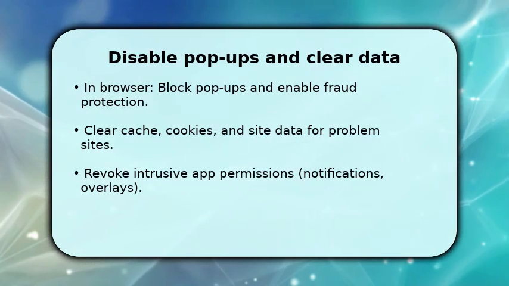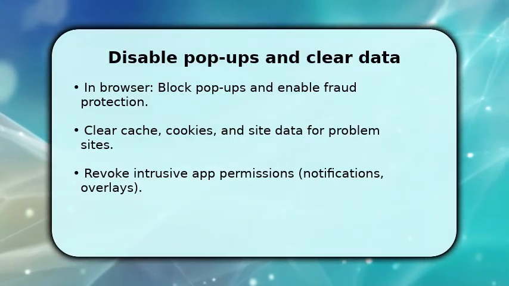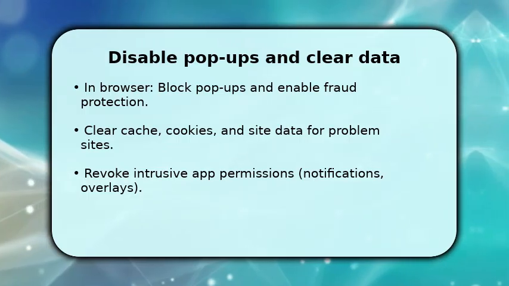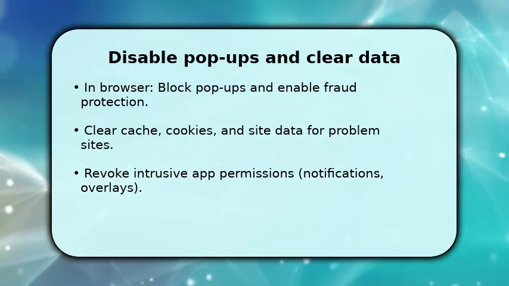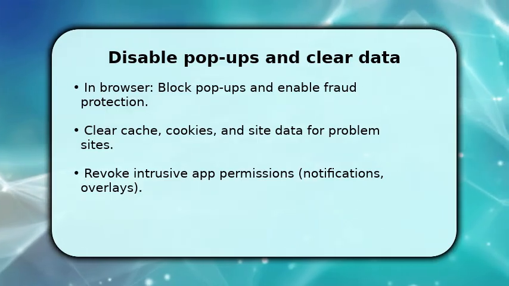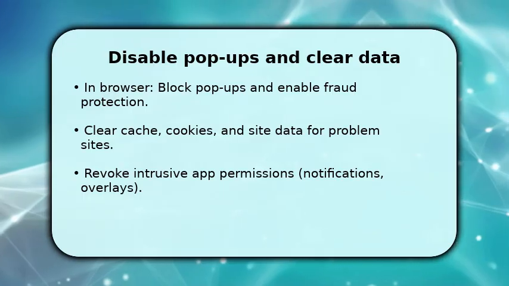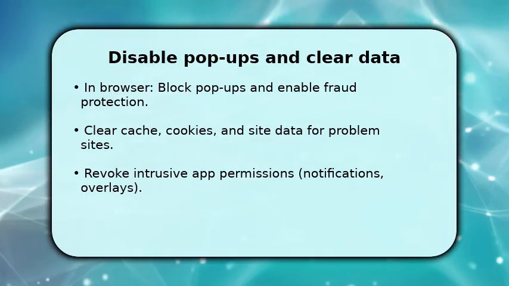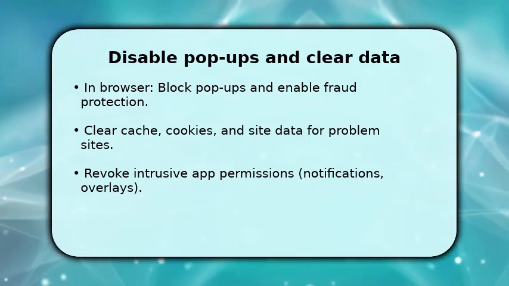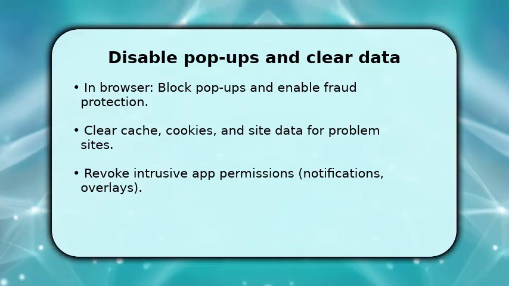Now in the browser site settings, turn off Allow pop-ups and redirect. Enable safe browsing or fraud protection if available. Then clear cache, cookies, and site data for sites that triggered ads. This removes tracking cookies that re-enable pop-ups. If a specific app pushes ads, go to App Permissions and revoke notification, overlay, or draw over permissions. Once done, force stop or restart the app. These steps remove active ad triggers and reduce the chance they return immediately.